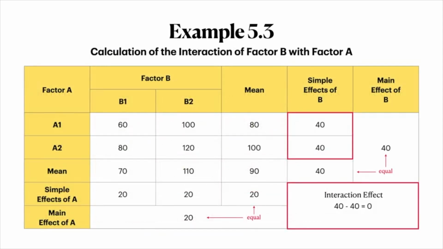This shows the calculation in the context of the table. To find the interaction of B with A, we're going to take the difference between the simple effects of B, so 40 minus 40. In particular, we're taking the simple effect of B at the first level of A minus the simple effect of B at the second level of A. And so we get 40 minus 40, or 0.